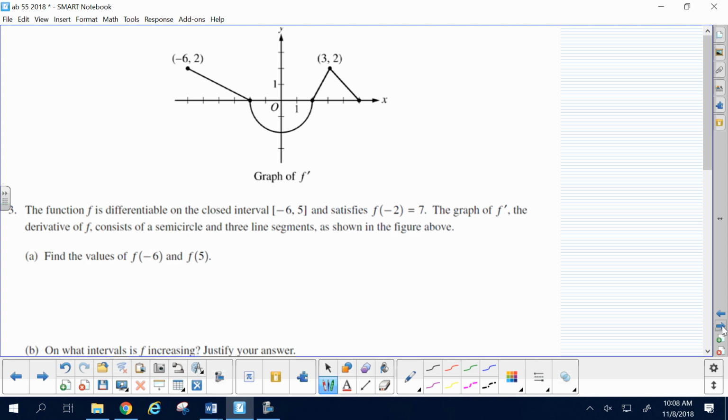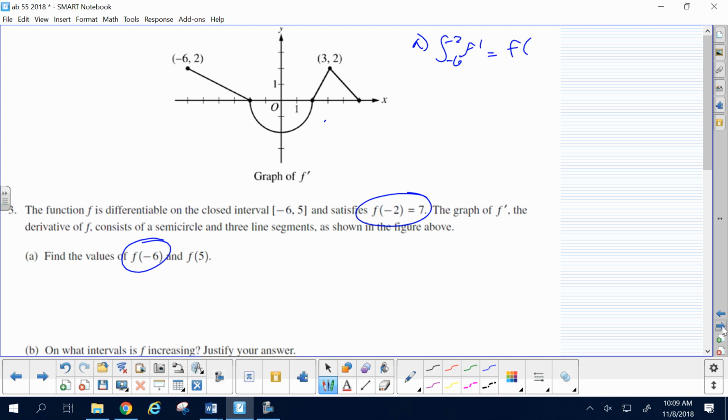Backside. How'd the backside go? Not good? Let's see. All right. Find the value of f of negative 6. How do I go from the derivative to f of negative 6? It's definitely not by integrating the equations. You know f of negative 2 and you want f of negative 6. So write a definite integral connecting the two. So go from negative 6 to negative 2 of f prime.